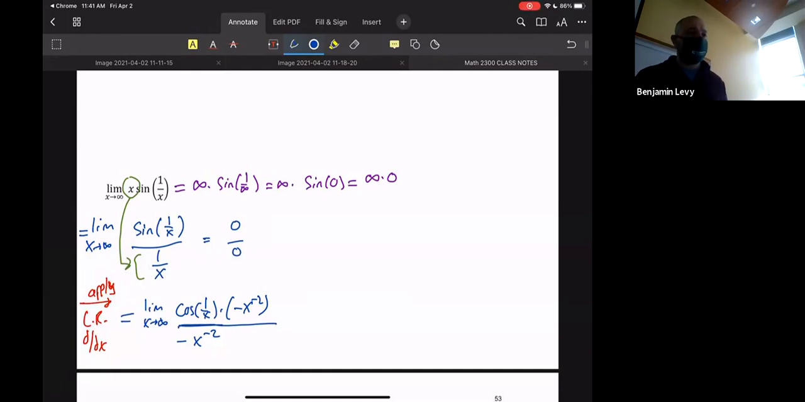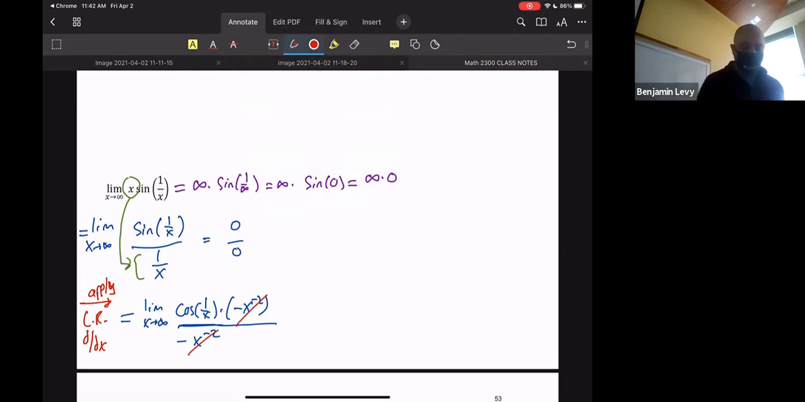Happy to show those details if you want to see it, but let's just finish this one off, because notice how you got the same thing on the top and the bottom. There's a minus x to the minus 2 here and here, and so they just cancel right out. So this has a nice little property that lets us get right to the answer. Now if we plug in infinity, and plugging in infinity is a bit of a misnomer, you can't really plug in infinity, but hopefully you get what I mean, it's cosine of 0. Cosine of 0 is just 1. That's no problem.